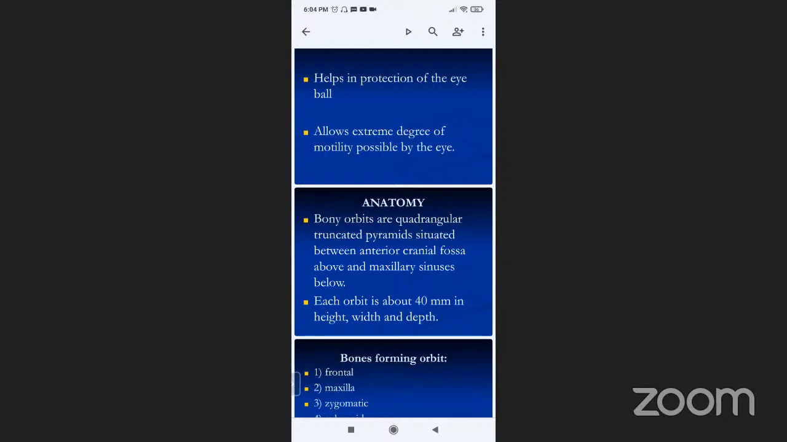So today we will discuss orbit and diseases affecting the orbit. Orbit is the bony cavity in which the eyeballs are situated. That is the bony orbit. The function of the orbit is protection of the eyeball, and the orbit has a larger volume than the eyeball, so that it can allow extreme degrees of ocular movements. The eye can move inwards, outwards, above and below because of the larger volume of the orbital cavity. And the main function is protection of the eyeball.